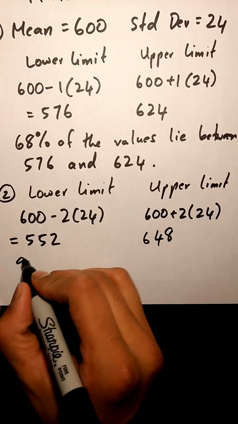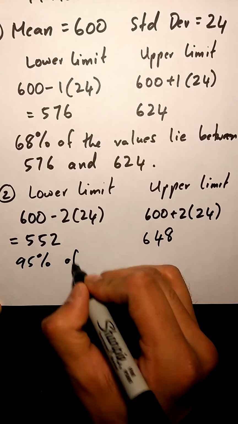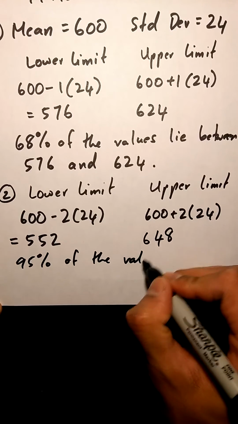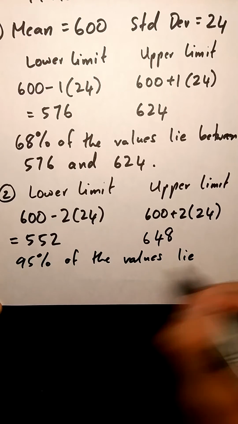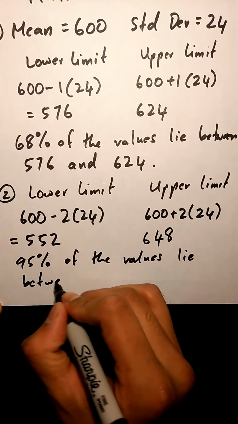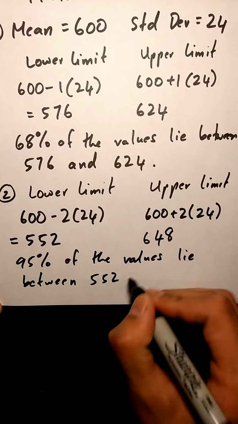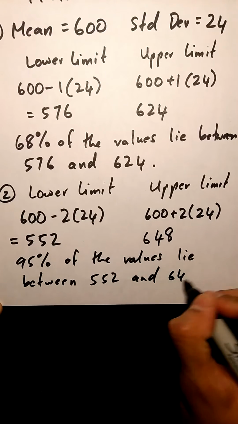Okay, so we can say 95% of the values lie between 552 and 648.